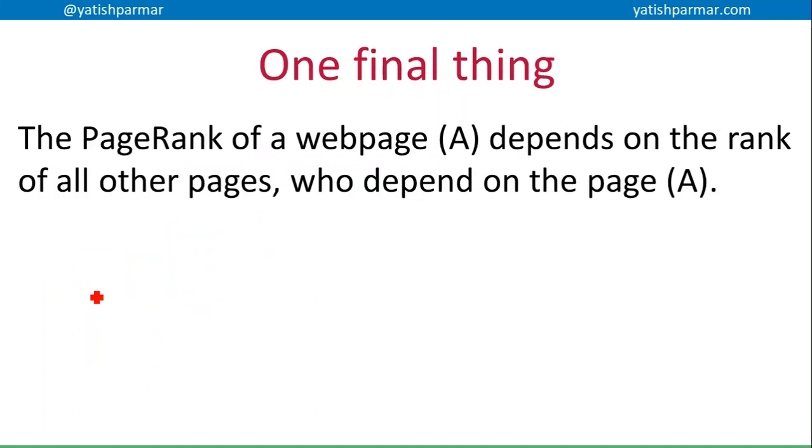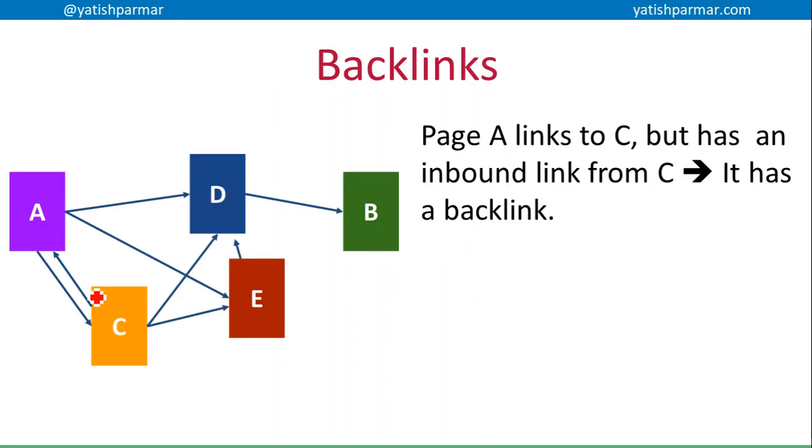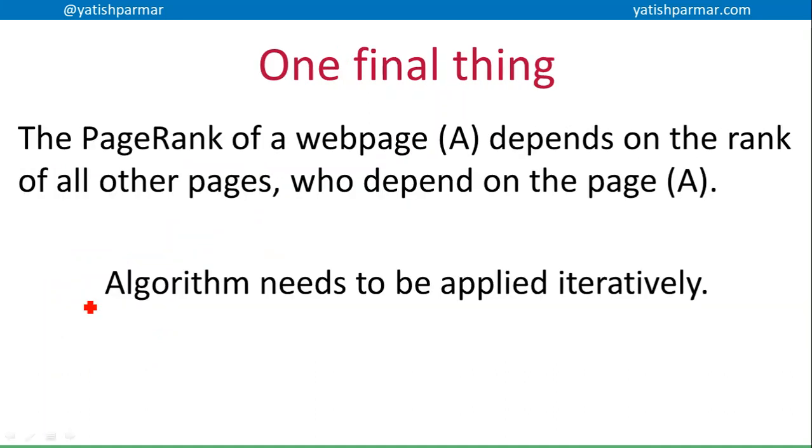Now we also discussed previously how the page rank of a particular page depends on the rank of the pages that link to that page. So in this case, A's rank is calculated by splitting the inbound rank of C, but C's rank is worked out by splitting the inbound rank of A. So we're applying this algorithm iteratively in order to work out the solution.